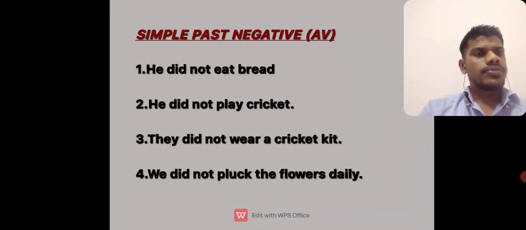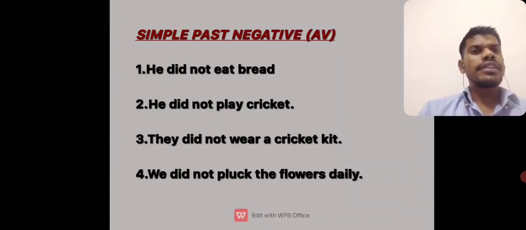So what is the structure for simple past negative? First we have to use subject plus did not plus V1, that is the base form, then object. Most of the time we commit errors by adding V2 after did not. It is totally wrong. We have to use subject plus did not plus V1 only, and should not take V2 or V3. That is not at all correct. Here: he did not eat bread, he did not play cricket, they did not wear a cricket kit, we did not pluck the flowers daily. These are all negative sentences, or you can use never also.